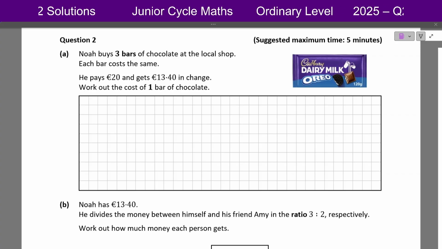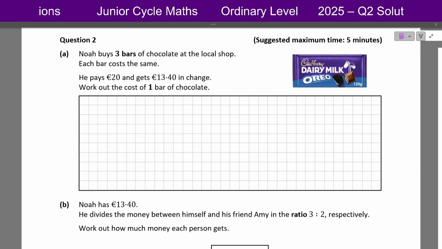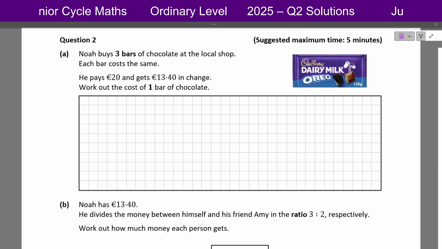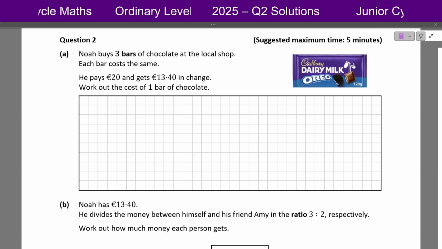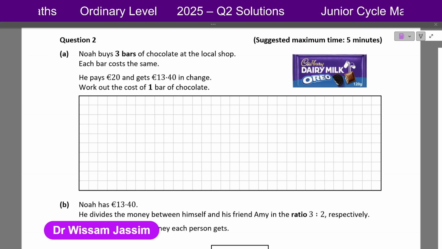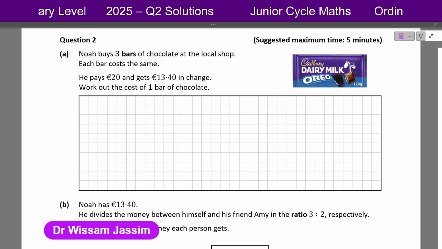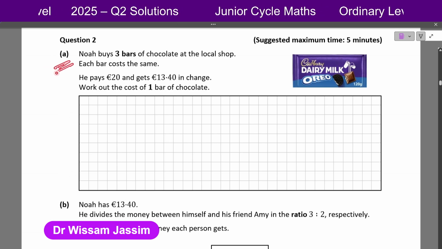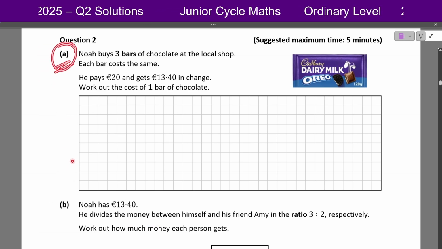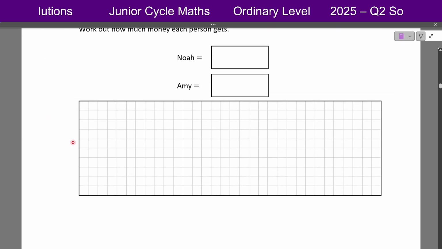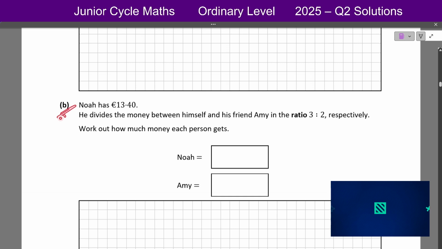Hi again. So now let's have a look at question number 2 from the 2025 Junior Cycle Ordinary Level Maths exam. Okay, so here is Q2 and we have two parts. This is part A and here is part B, that we need to answer.